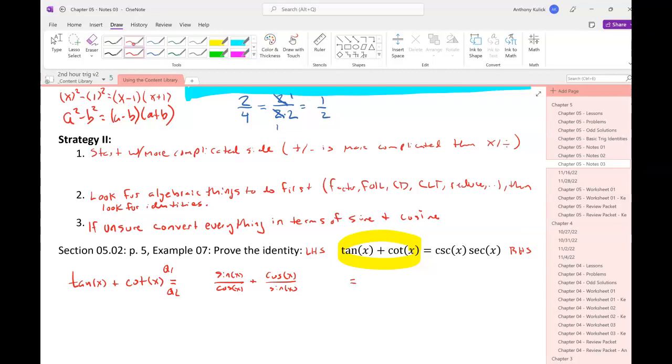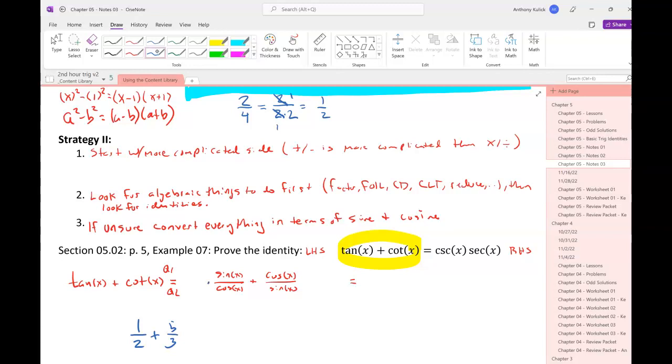Well, let's ask a simpler question, maybe. If I was going to be adding like 1/2 and 5/3, what would the common denominator there be? You guys say 6, right? How did you come up with 6? Just 2 times 3, right? Because both of the denominators are relatively prime to each other. The common denominator will just be the product of the two denominators. So in this case, our common denominator will be cosine times sine. Exactly right.